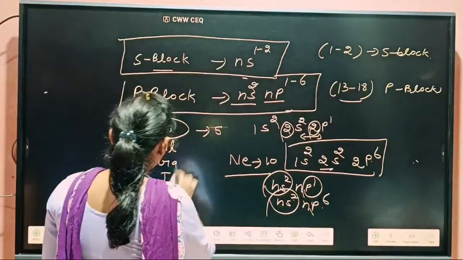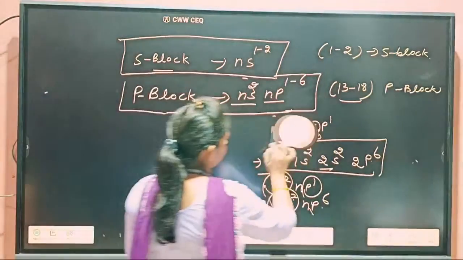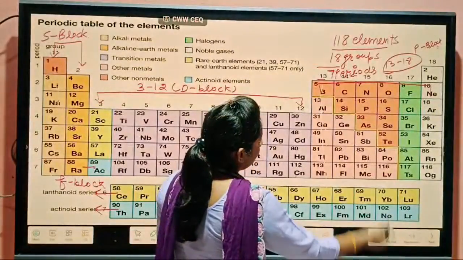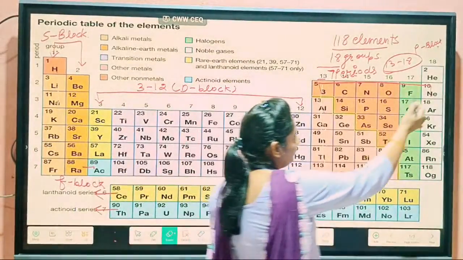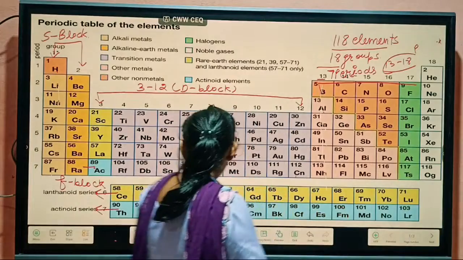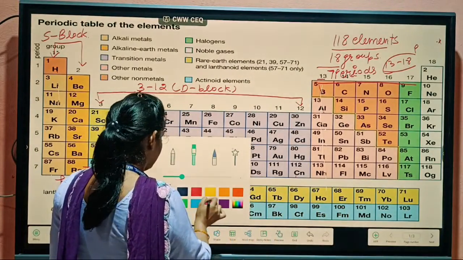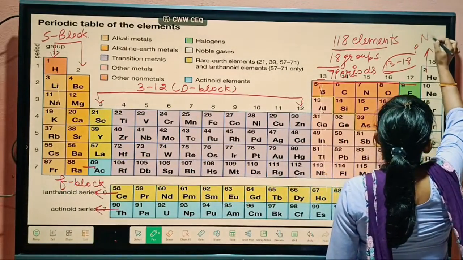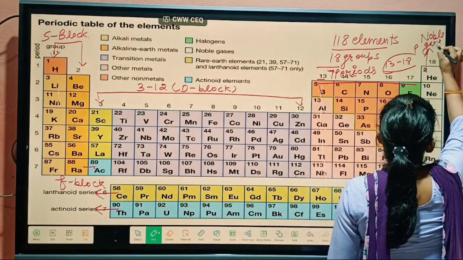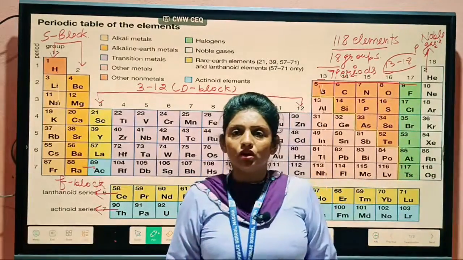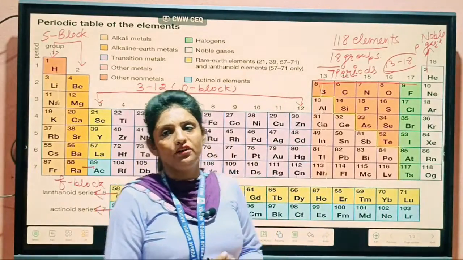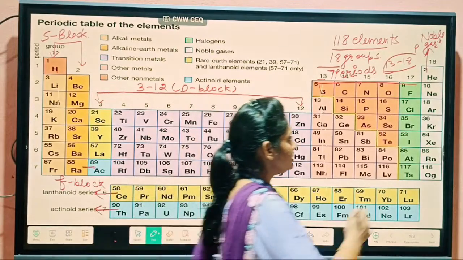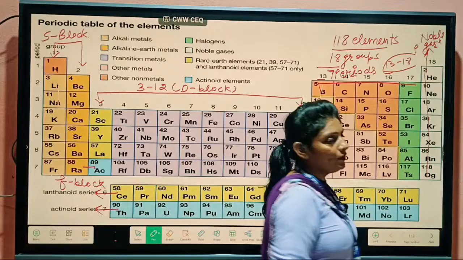Then students, if I talk about the d block elements, in the p block elements, this group number 18 is known as the noble gas. Why is it known as the noble gas? Because here the outermost shell is completely filled. Clear or not? So students, it is extra stable. So it is known as the noble gas.